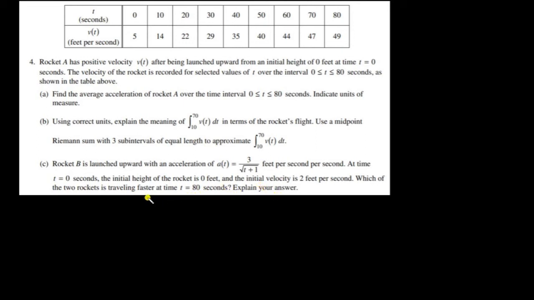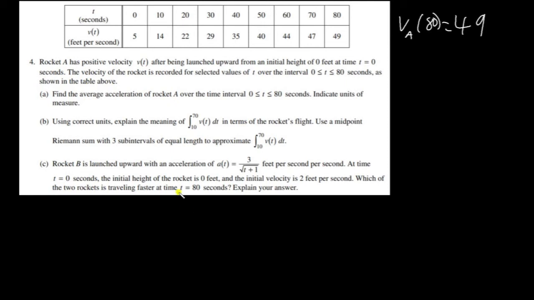So when they're asking which one is traveling faster, they're asking us which has a higher velocity, right? We know that the velocity of the first rocket, they're calling it rocket A, at 80 seconds is 49 feet per second, right? So we need to figure out whether the rocket B's velocity is greater or less than that. Okay, so we're given its acceleration, and we need to find its velocity.